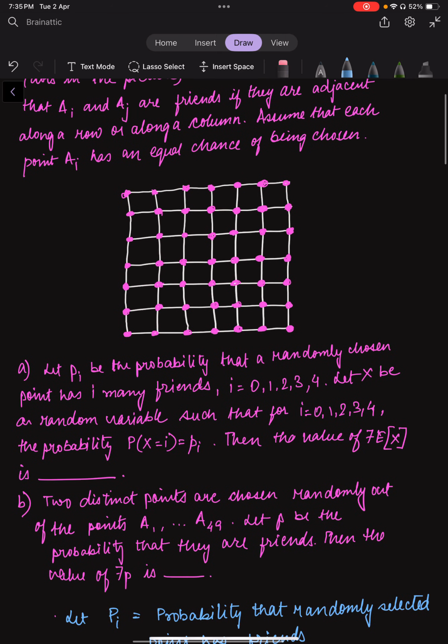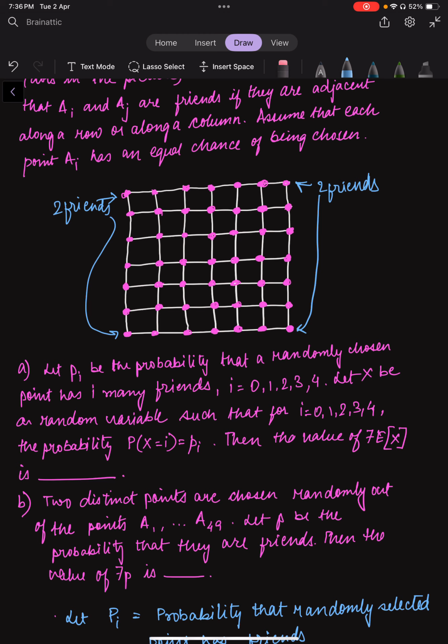But before we begin solving the problem, we have to understand which point in this figure will have how many friends. So the corner points will obviously have two friends. How will they have two friends? This guy is your friend number one, and this guy will be the friend number two of the corner points. So for every corner point, we will have two friends. So even this corner point will have two friends, and same for this guy.